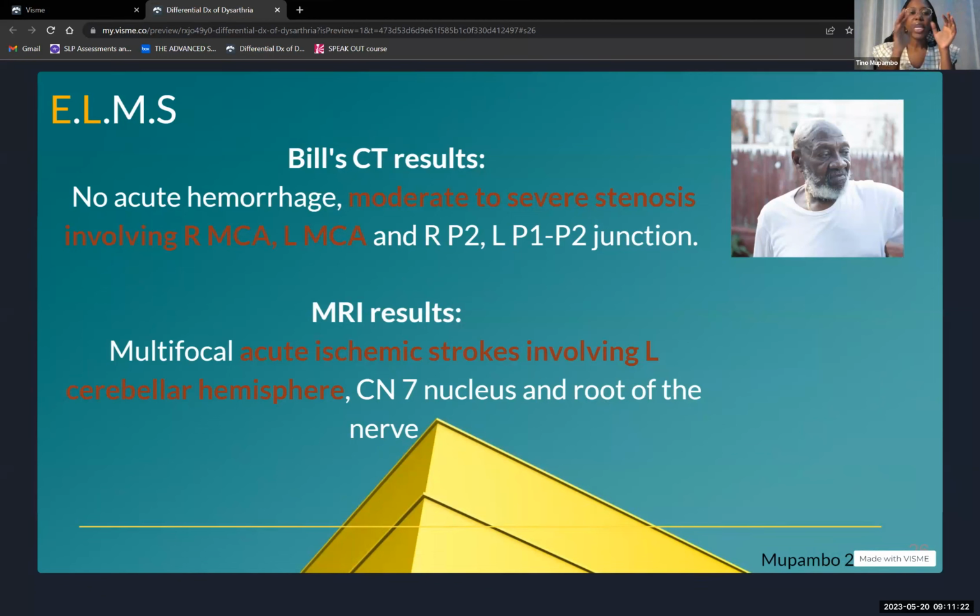So as you're looking at that, there's severe stenosis involving the RMCA and LMCA. Which key elements are you thinking about when it comes to lower motor neurons, upper motor neurons, or the extrapyramidal system? There could be even a couple. Which systems do you think could be affected by this stenosis involving the RMCA?